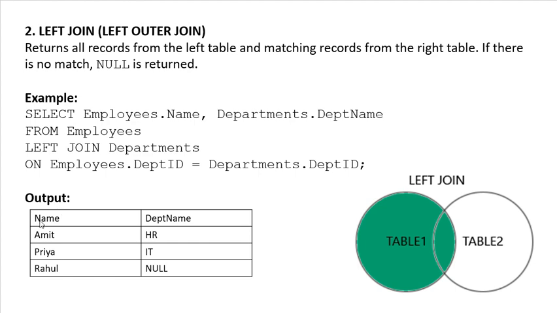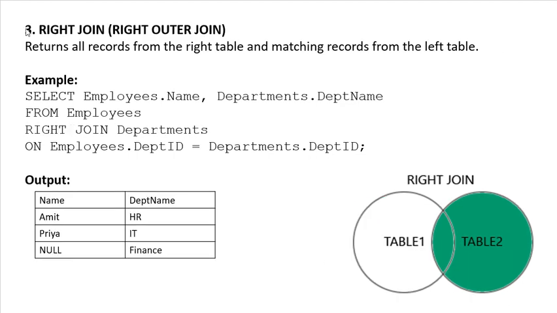So the output is names and the department. First, Amit is in the HR department, Priya is in IT, and Rahul is not given any department, so it is null. First, check the inner join: Rahul's data is not shown, as the inner join only returns matching rows in both tables. But a left join uses table 1, so all the data is shown, and Rahul without any department is null, as the department ID is not matching.